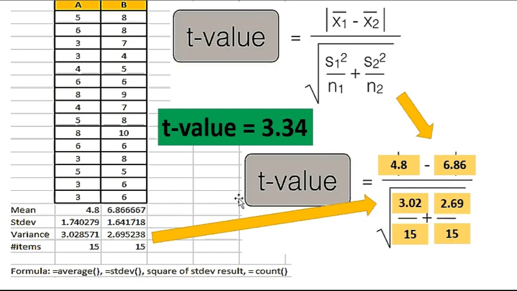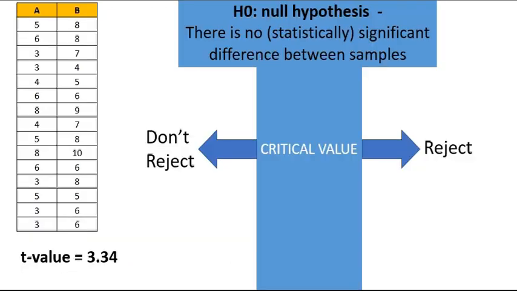So we have here the t value 3.34. Okay, so we have now the t value. So this is now the hypothesis. In statistics, when we say H0, that is the null hypothesis, meaning there is no statistically significant difference between samples.